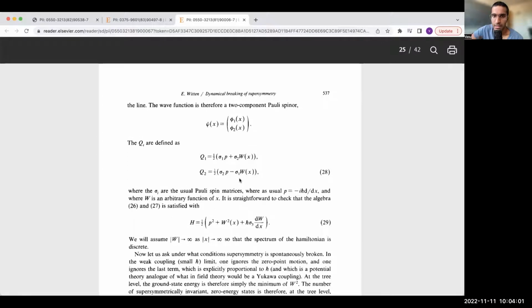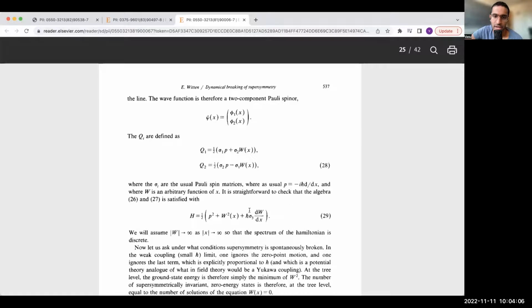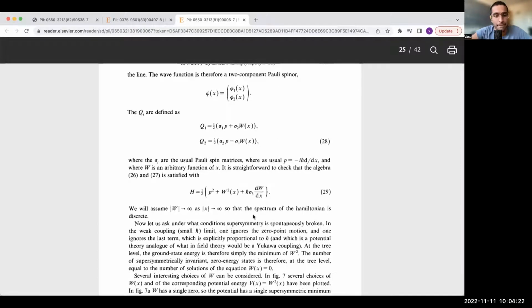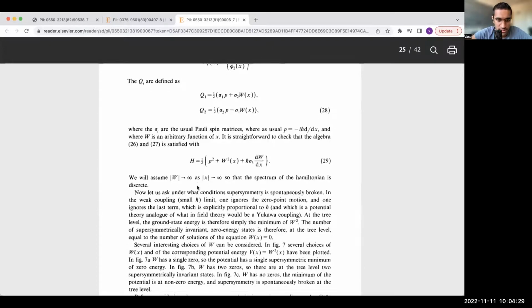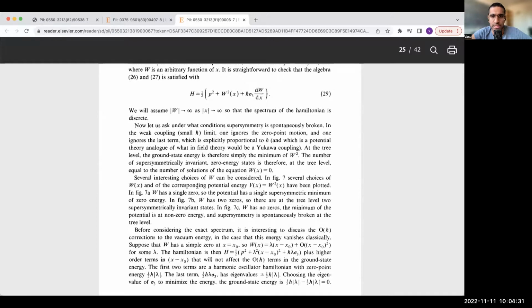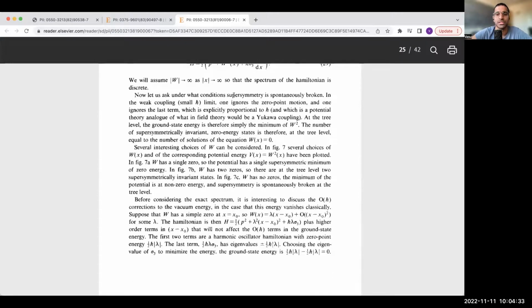And note that W here is grad U in our notation, so that in the Hamiltonian, what appears as the second derivative of U in our notation becomes dW/dx. Great. And so what we call U will be the integral of W(x) with respect to x, right? Okay. So the assumption here is that W goes to 0 as x goes to infinity, so the spectrum of the Hamiltonian is discrete. And now Witten asks, well, what are the conditions under which the supersymmetry is spontaneously broken?